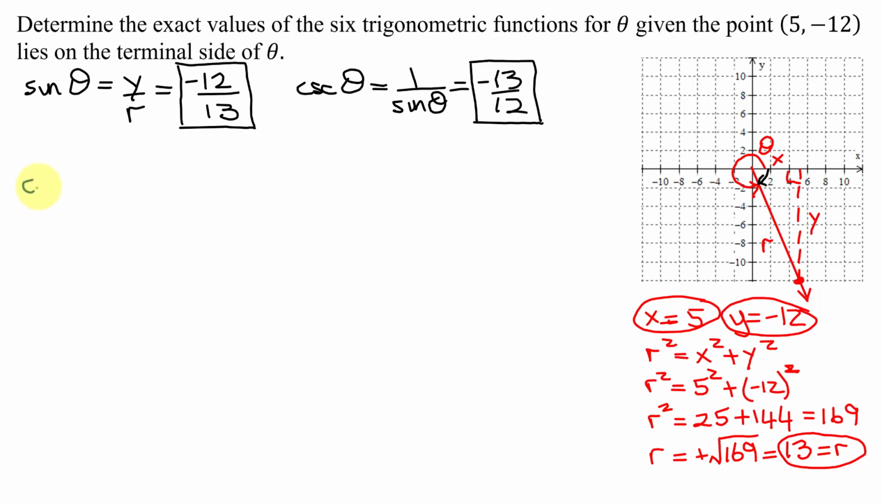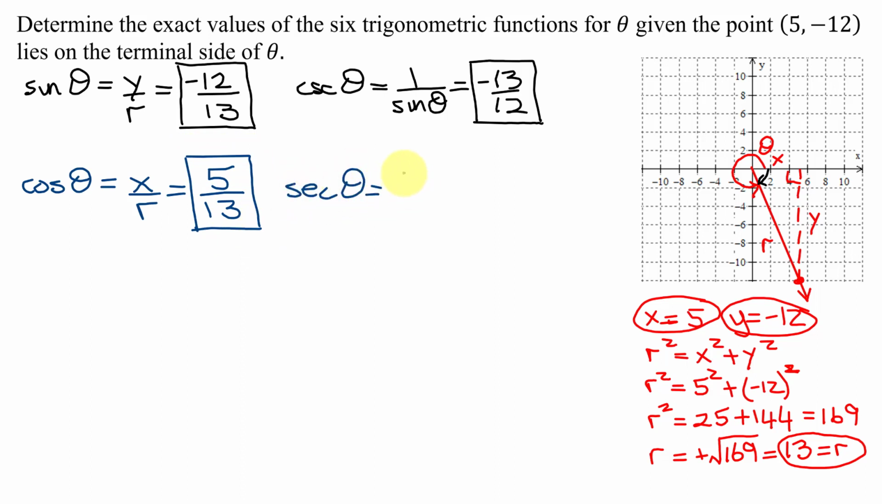Next, I'm going to find the cosine of theta. It's x over r. In this case, x was 5, r was 13. So the cosine of theta is 5/13. Its reciprocal, the secant of theta. Remember, that's 1 over the cosine of theta. Take the reciprocal of this fraction, you get 13 divided by 5. Nothing simplifies, so that's the secant of theta.